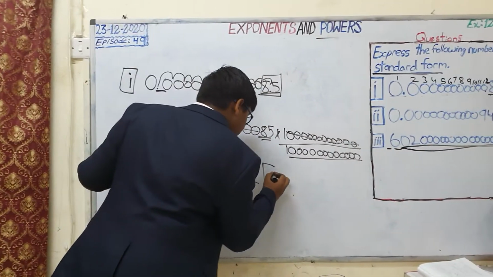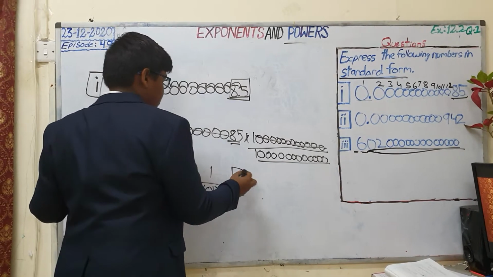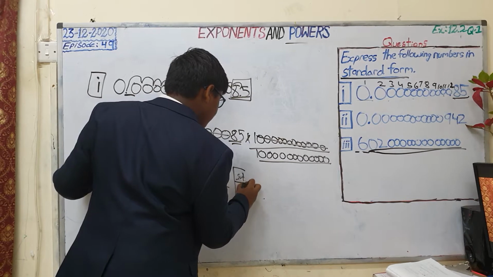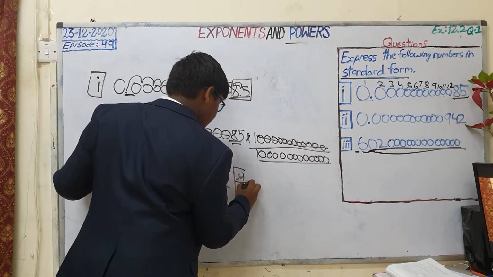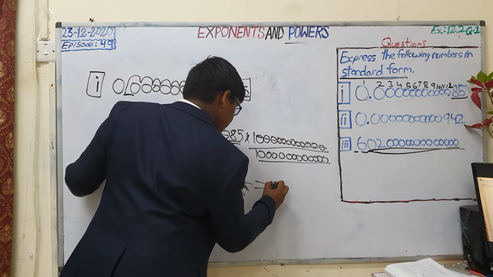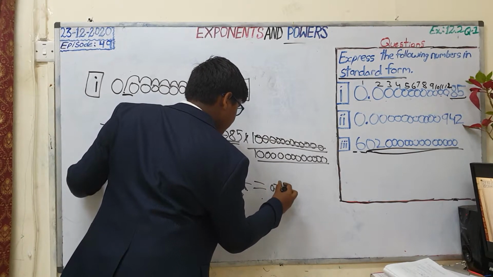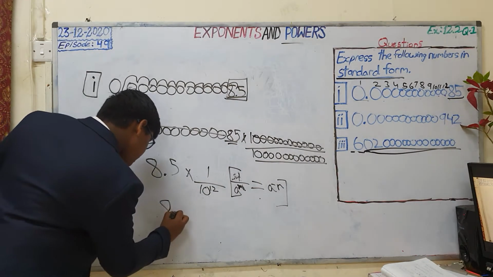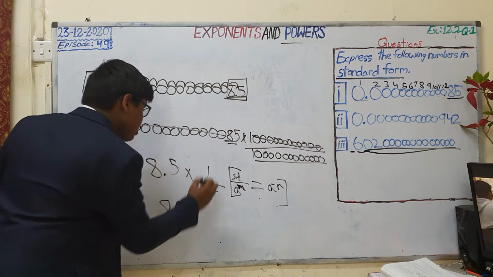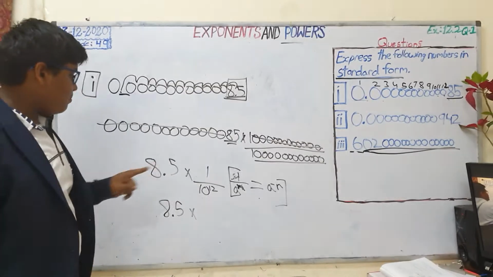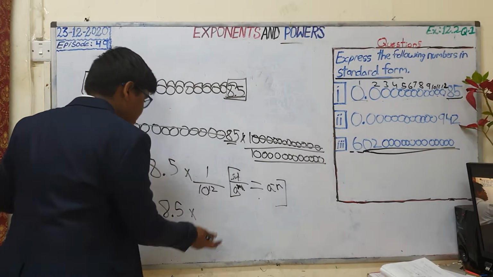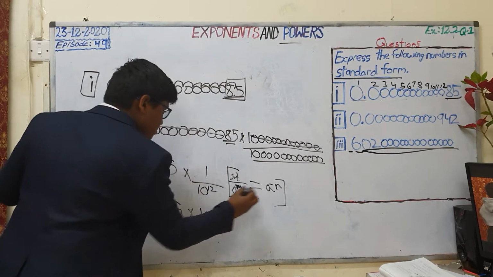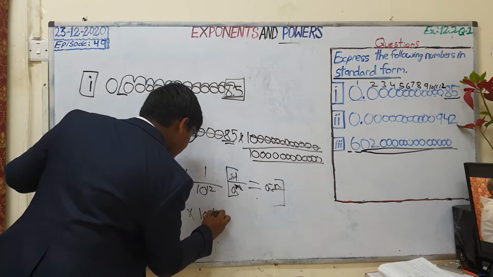That's why we'll use this property: 1 by a raised to the power n equals a raised to the power minus n. Now 8.5 into 1 by 10 raised to the power 12, we'll convert it, do it upside down, so it will become 10 raised to the power minus 12. Here it was n, so this will become minus 12.